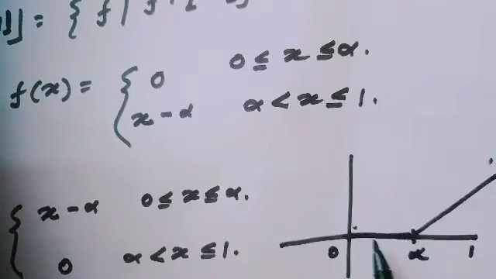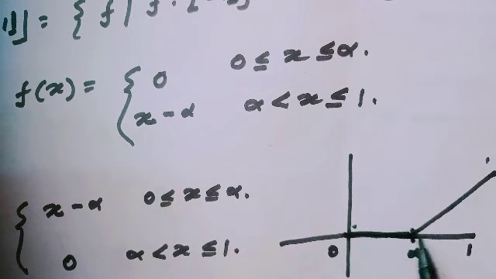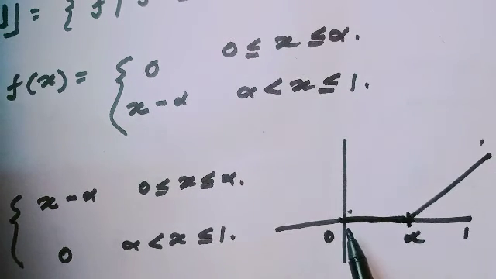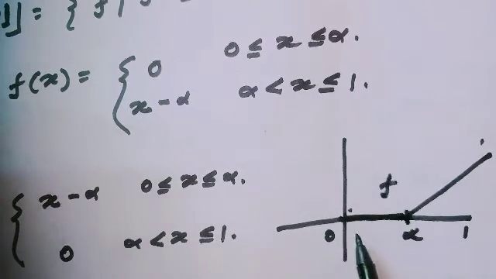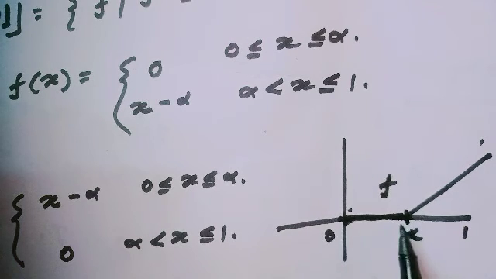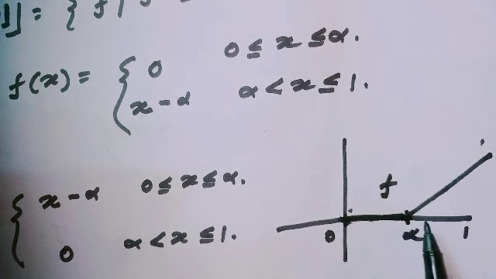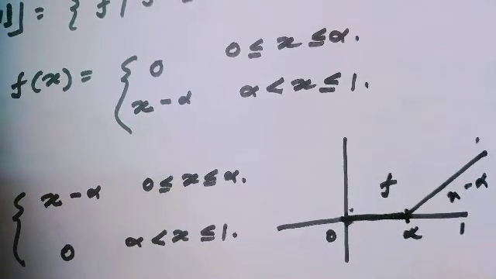Obviously, this is the graph of the function. This function is defined on the interval [0, 1]. The graph of the function f is just this type of function. Notice that it is defined on the interval [0, 1] and is obviously a continuous function there. In the interval from 0 to alpha, the value of the function is 0, and from alpha to 1, the value of the function is x minus alpha.